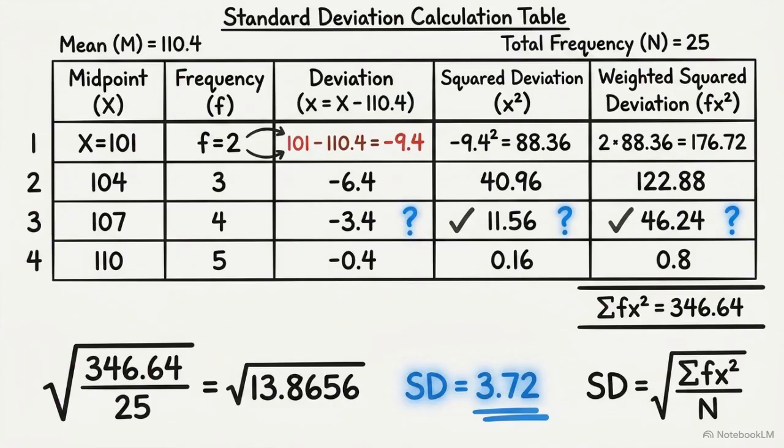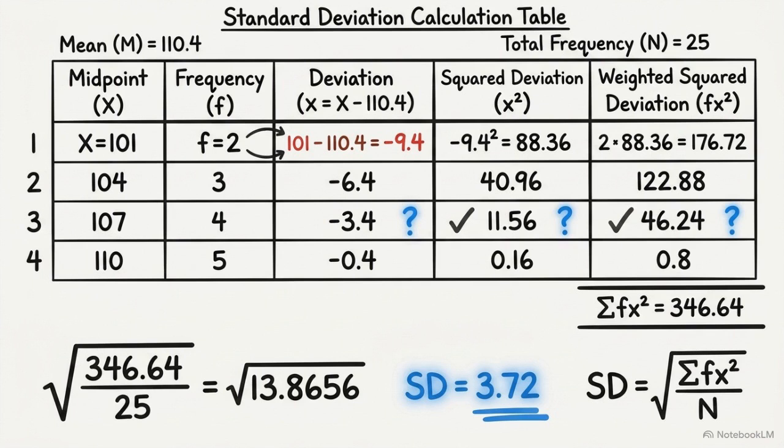This calculation table will help us determine the standard deviation. This is the definitive measure of dispersion because it calculates the average distance of every single score from the mean. We start by taking the midpoint of a class interval and subtracting our overall mean. Because the specific value falls below the mean, it results in a negative deviation.